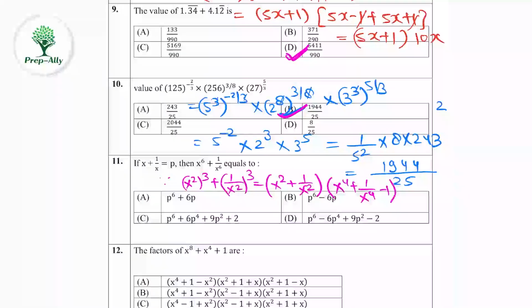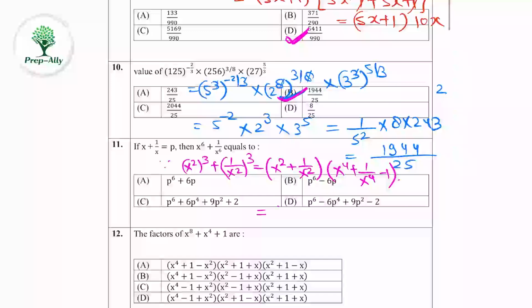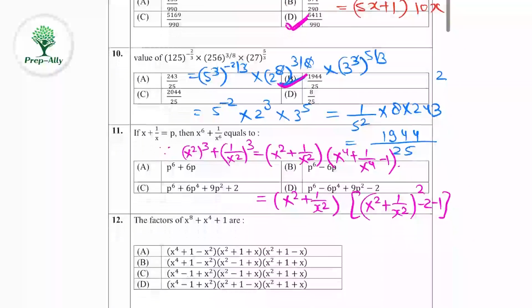minus ab. Now again here we can write x square plus 1 by x square, x raised to power 4 plus 1 by x raised to power 4, we can write x square plus 1 by x square whole square minus 2 minus 1. Now here we know since x plus 1 by x is equal to p, so if I take the square on both sides, we can write x square plus 1 by x square plus 2 is equal to p square. It means x square plus 1 by x square is equal to p square minus 2.